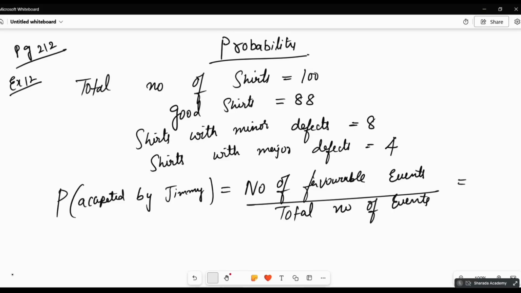The number of favorable events is 88 good shirts, he will accept. What is the total? We have 100. So the answer is 88 by 100, which is 0.88 as the probability. Or you can write it as a fraction also.